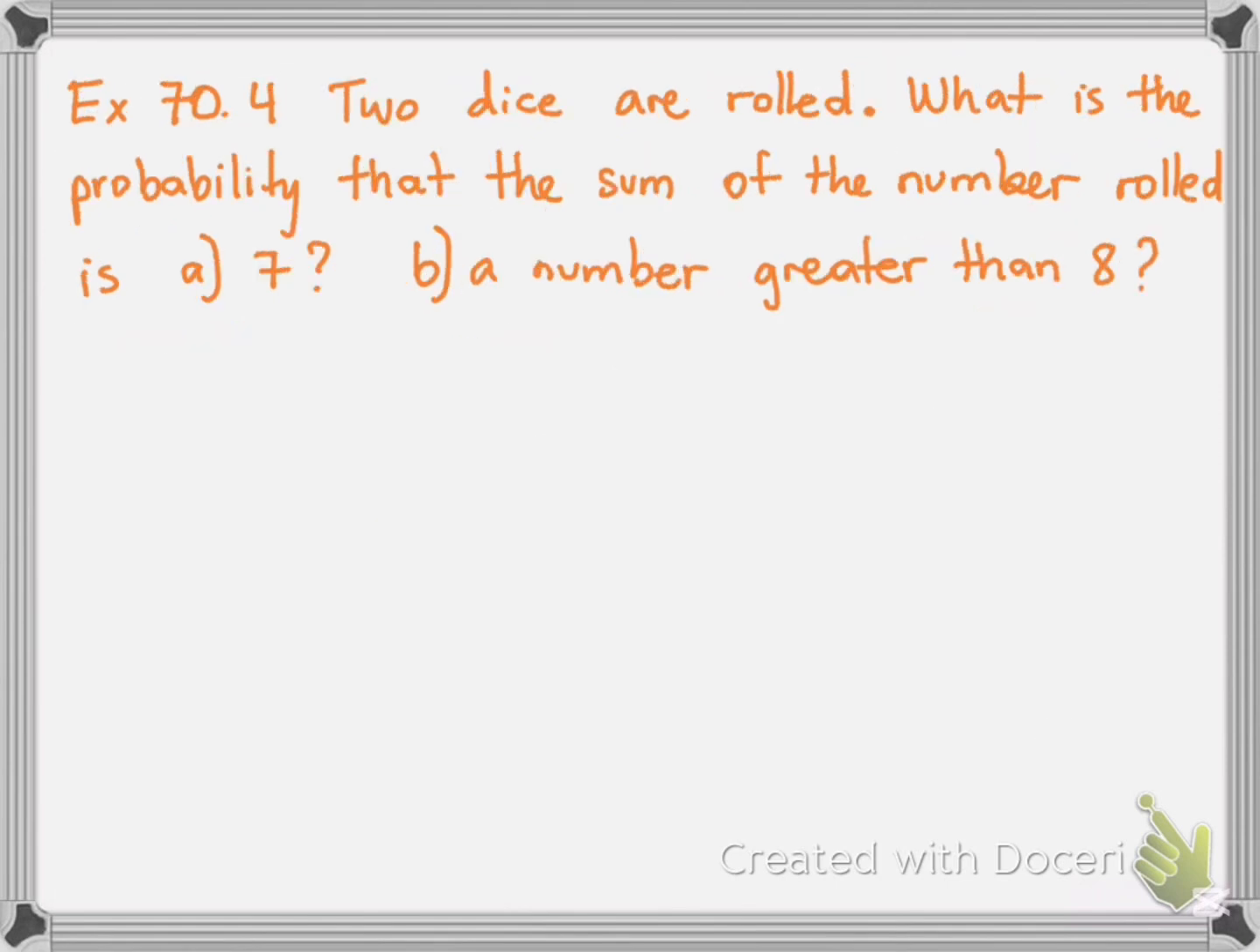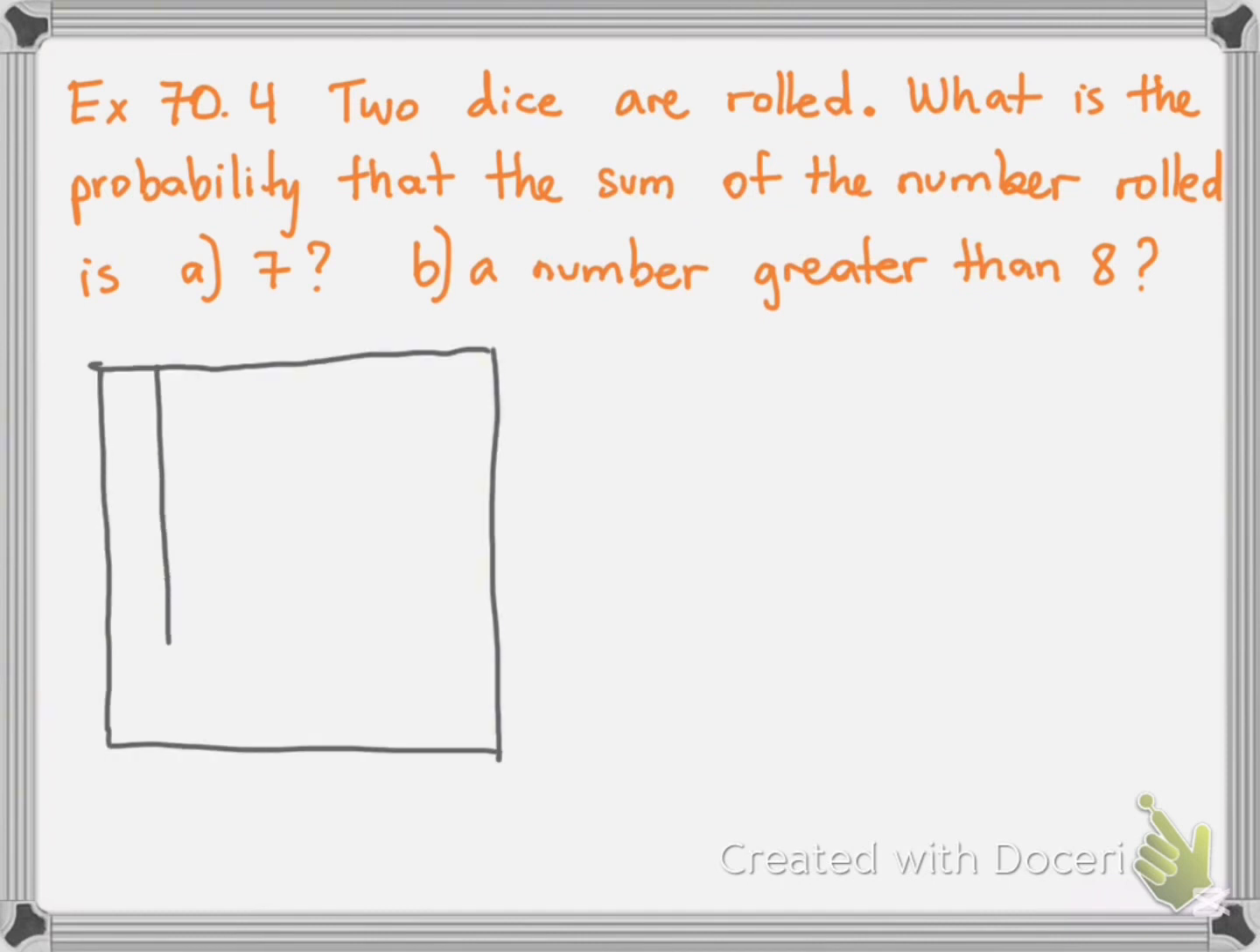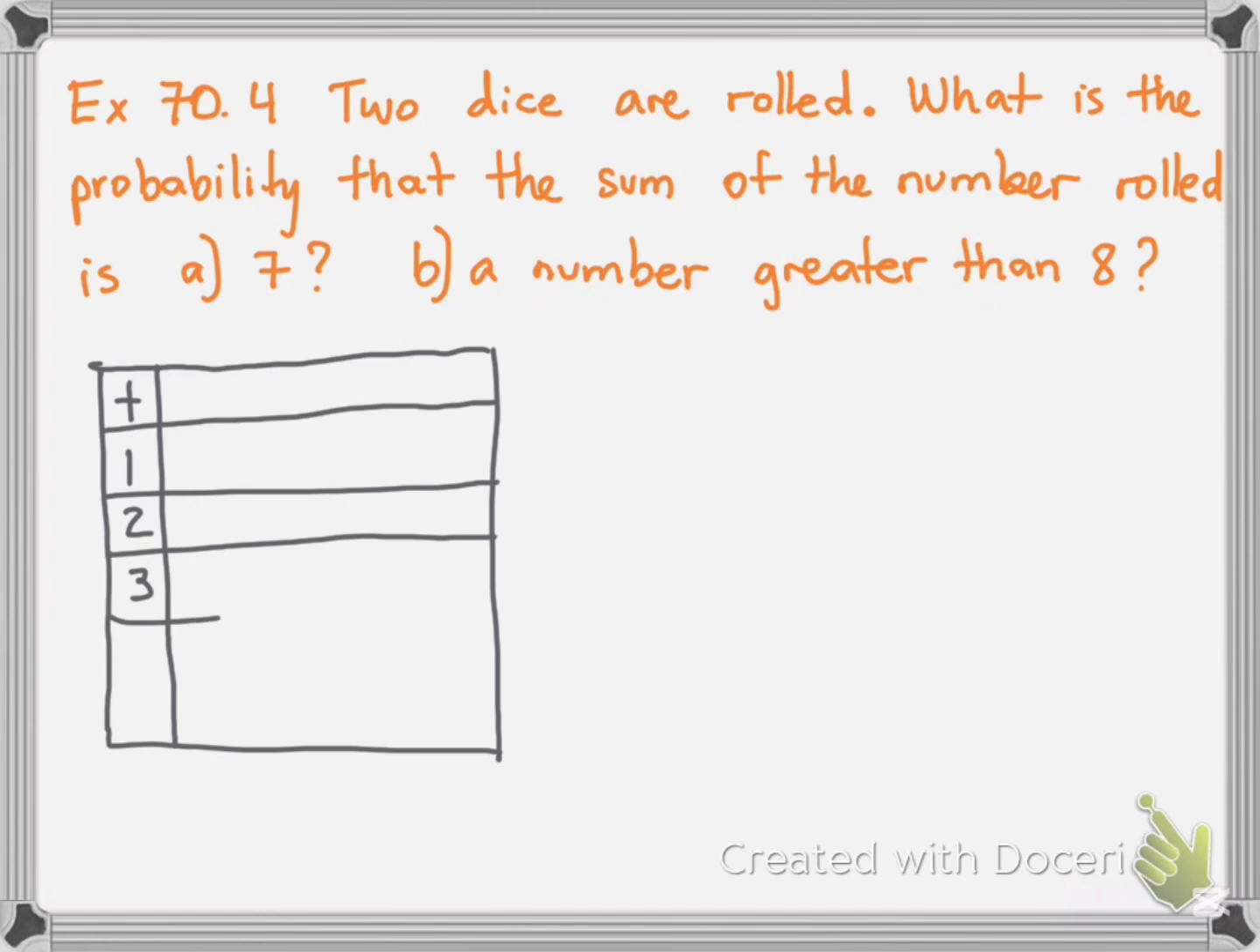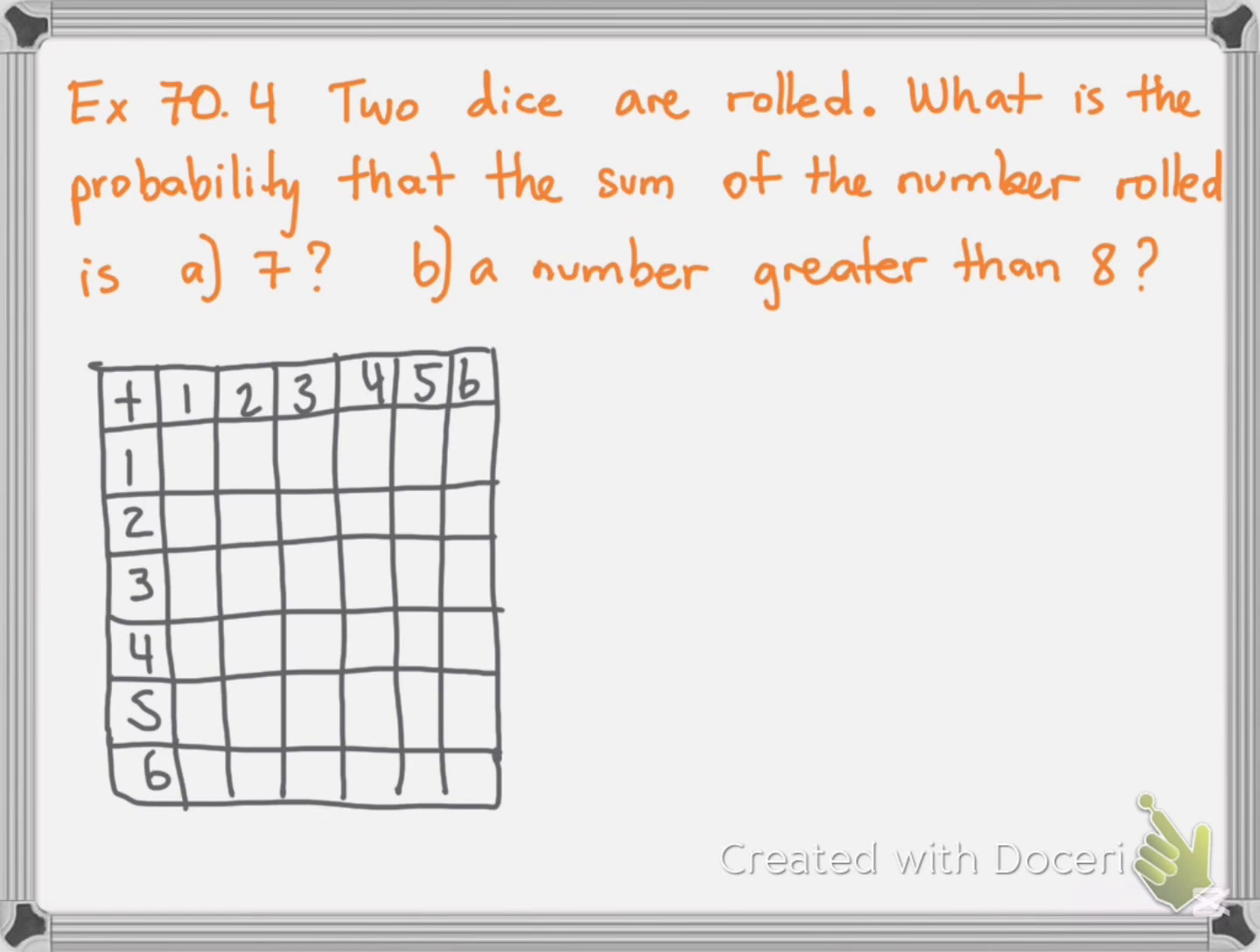Let's look at this other example. It says 2 dice are rolled. So now we have 2. What is the probability that the sum of the numbers rolled is 7? And what is the probability that it will be greater than 8? So the first thing we're going to do is make a little table where we show the different possible additions we can get. So I'm going to write here the different numbers. In the first die, we have 1, 2, 3, 4, 5, and 6. In the second also, we have 1 through 6.